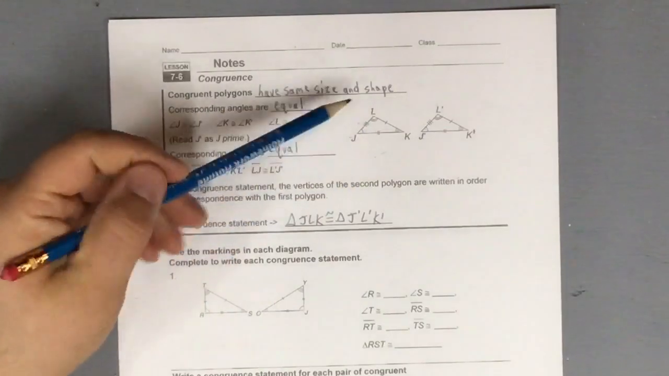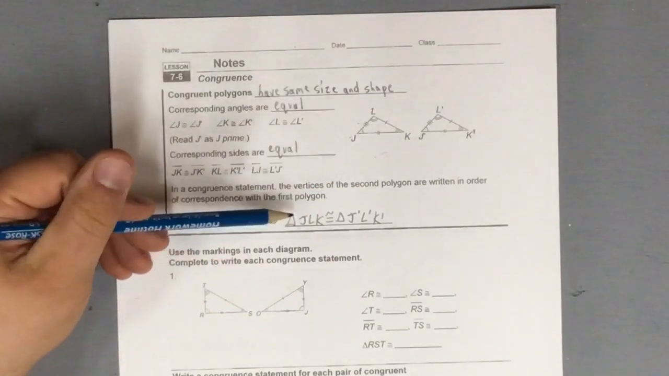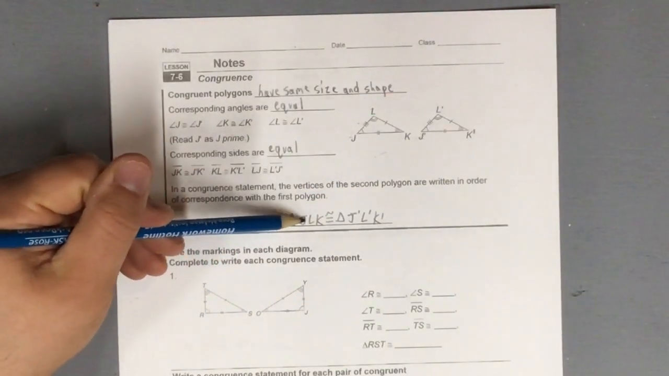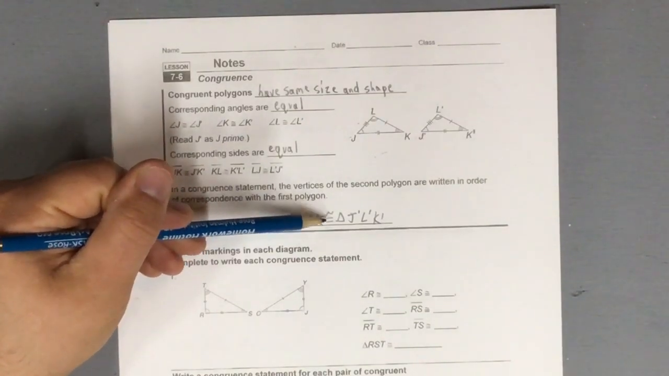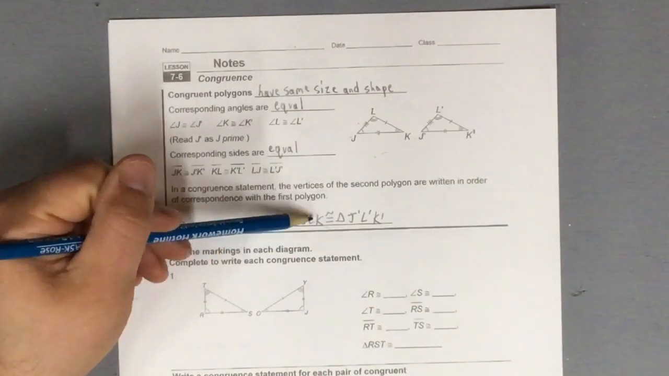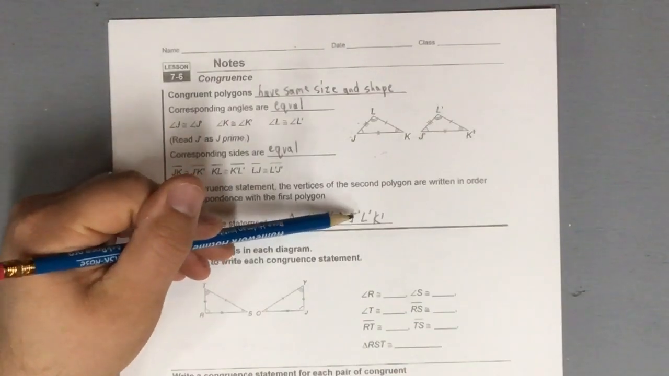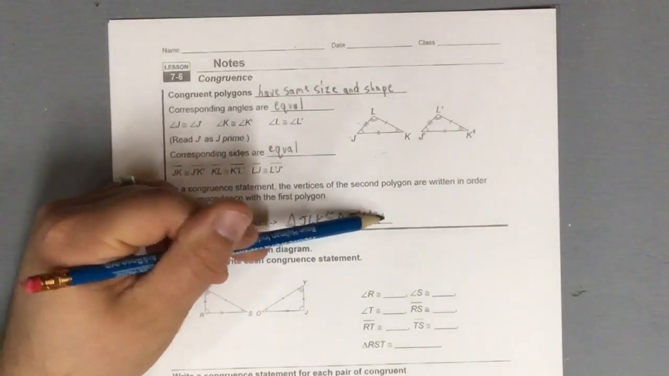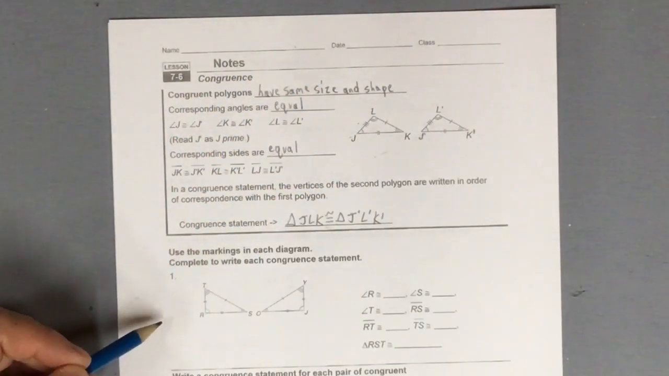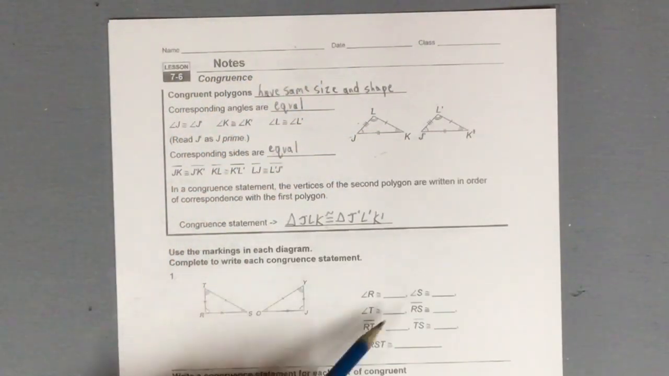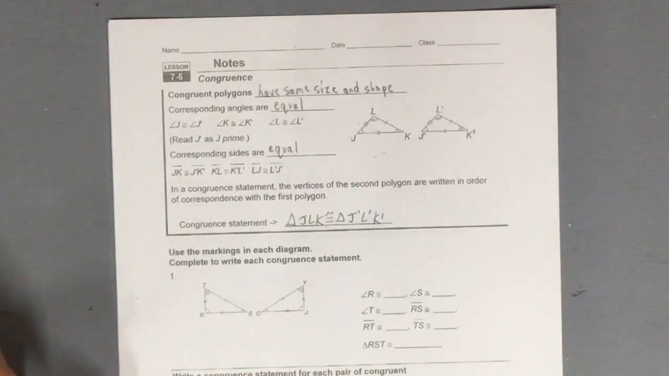For example, these two shapes, I could say that triangle JLK is congruent, that's why I have this little symbol above the equal sign, to triangle J prime, L prime, and K prime. All of these are identical. Down here, we're going to be doing a similar thing where we're just wanting to fill in the blank. Your homework will be the same thing.